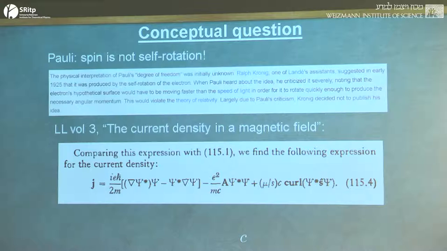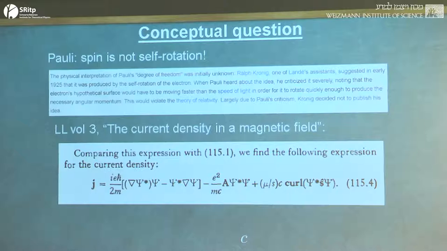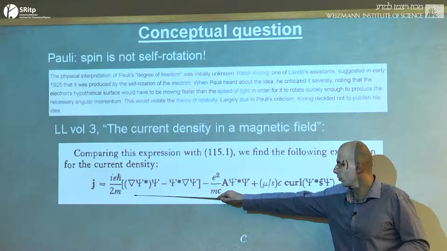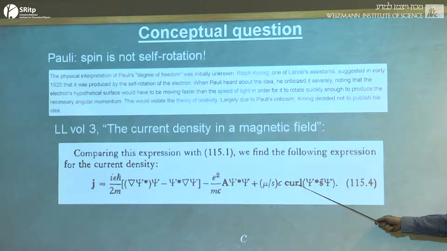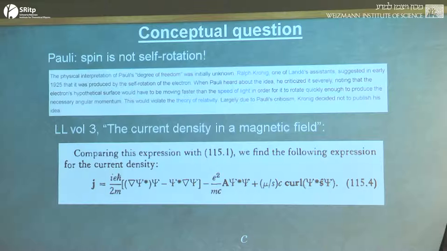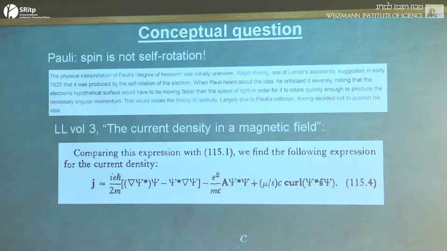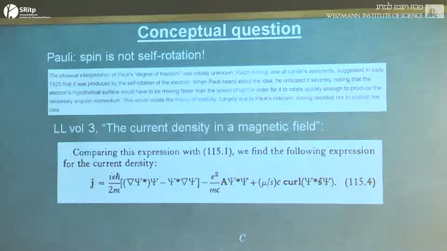But now you go to a book that everybody loves, Landau and Lifshitz, Volume 3. You go to the paragraph that discusses the current density and magnetic field, and the expression that you see there is like this. This is the usual probability current that you all know, right? The magnetic current, and then there is a curl of spin magnetization. So on one hand, spin is not self-rotation; you don't think about it like that. On the other hand, if you have varying spin magnetization, there is a current. So what do you do? How do you live with that?